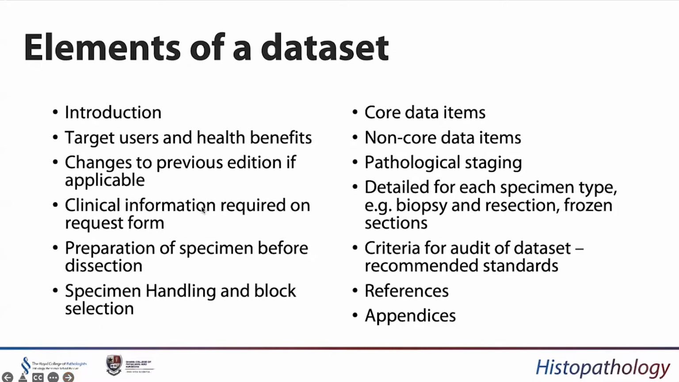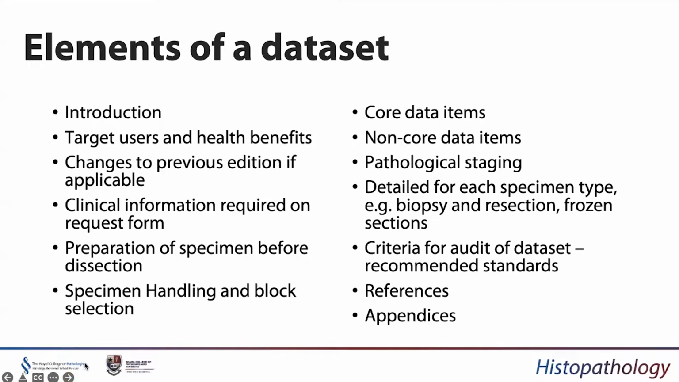So the preparation of the specimen before dissection, that's talking about opening it appropriately, and any particular margins or inking you want to do before opening. That is obviously specific to the tumour site, so certain data sets won't have that information if it's not applicable. And then there's specimen handling and block dissection, block selection. That's obviously the macroscopy or grossing, and that's an important part, and certainly we use that in our department to guide our standard operating procedures for specimen dissection, and all our staff that do specimen dissection follow these documents.